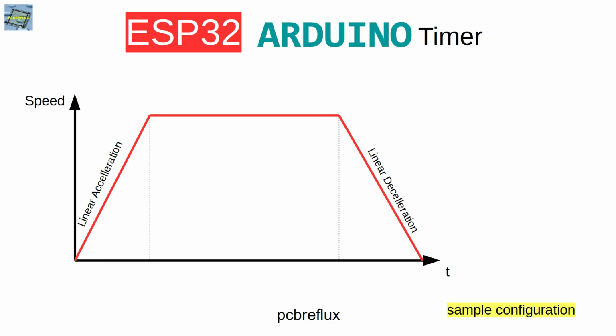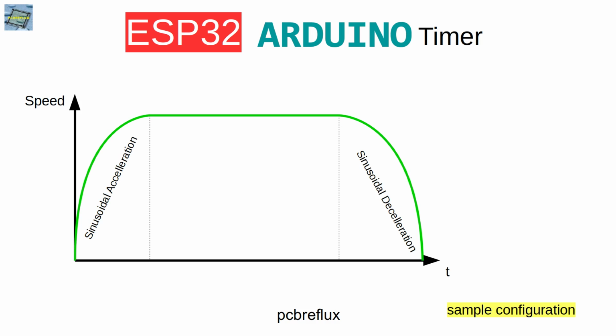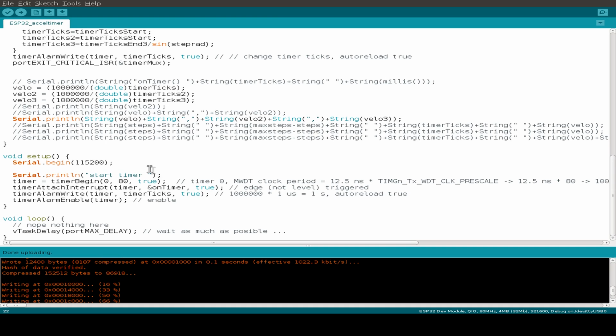Or if this fits better to our needs, we can also use a linear acceleration or deceleration, and this will look like this graph. Or if we have enough computing power, we can also use the sine function to calculate our acceleration. And this is a sinusoidal acceleration and deceleration. And this is the changing timer example with acceleration and deceleration and a constant speed phase.